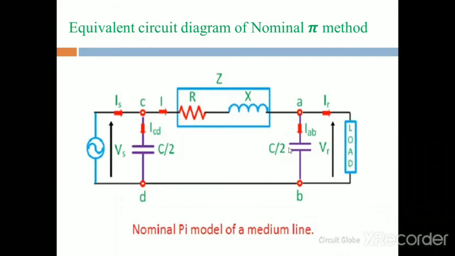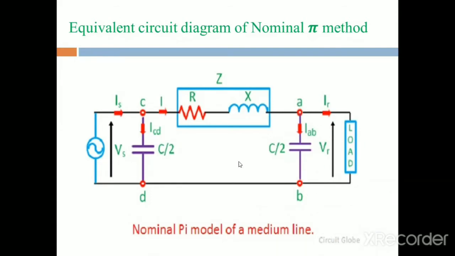Next, this is the other half of the capacitance, that is C by 2. The current flowing through this capacitance is ICR, and ICR is equal to IAB. Next one is IR. IR is the receiving end current. Next one is VR. VR is the receiving end voltage.